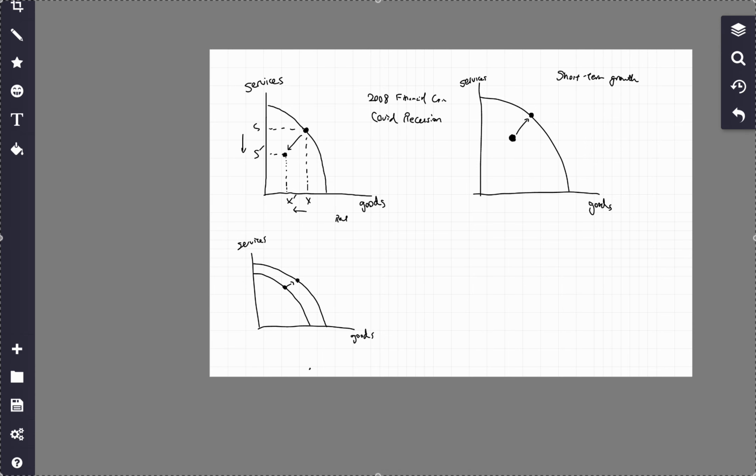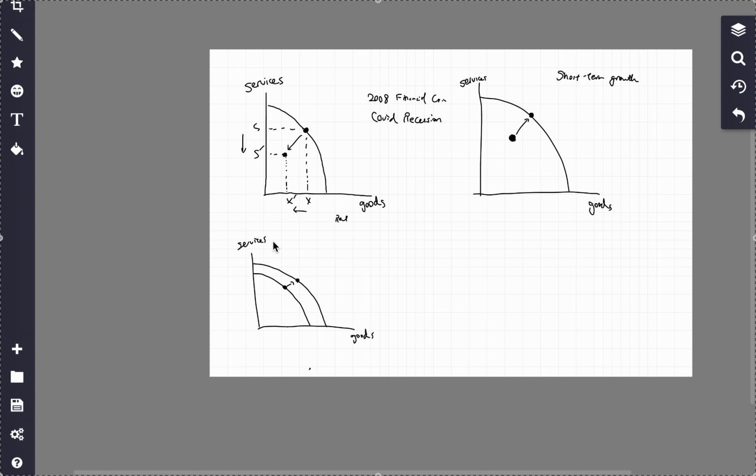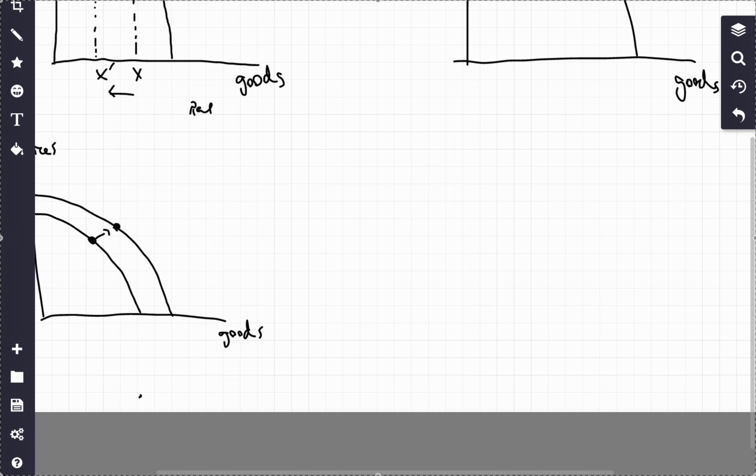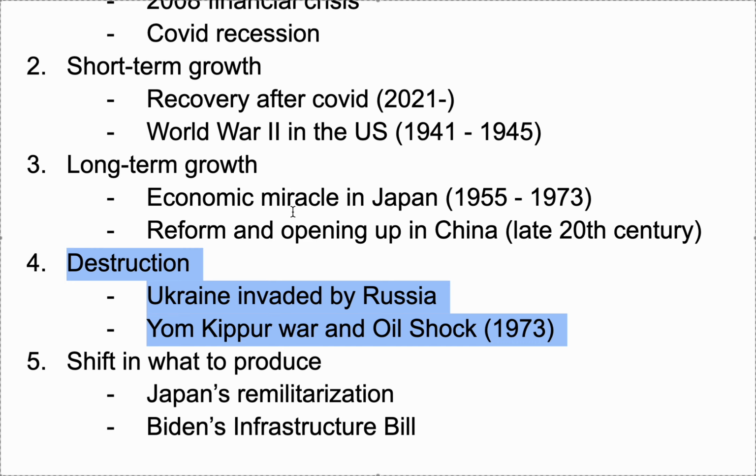Okay, we have two more. Destruction. This is very simple. It's the opposite of long-term growth. For some reasons, the PPF shifts inward. This happens because, well, we have a very good example.